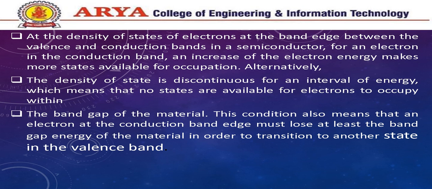For the density of states at the band edge between the valence band and the conduction band in a semiconductor, an increase of the electron energy makes more states available for occupation. For the band gap of a material, this condition also means that an electron at the conduction band edge must lose at least the band gap energy of the material in order to transition to another state.